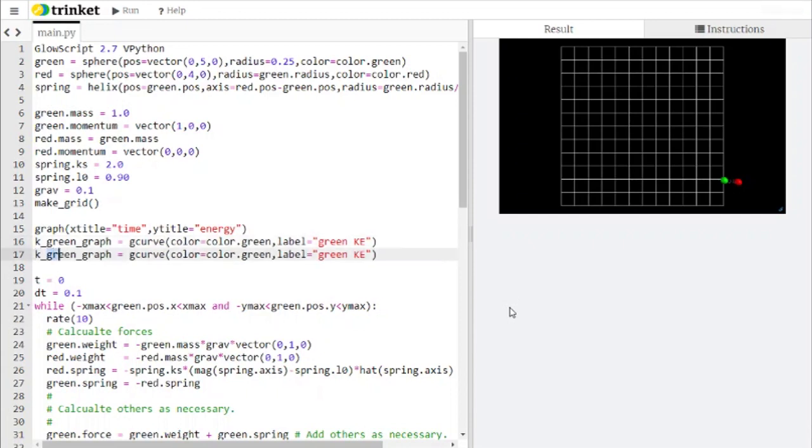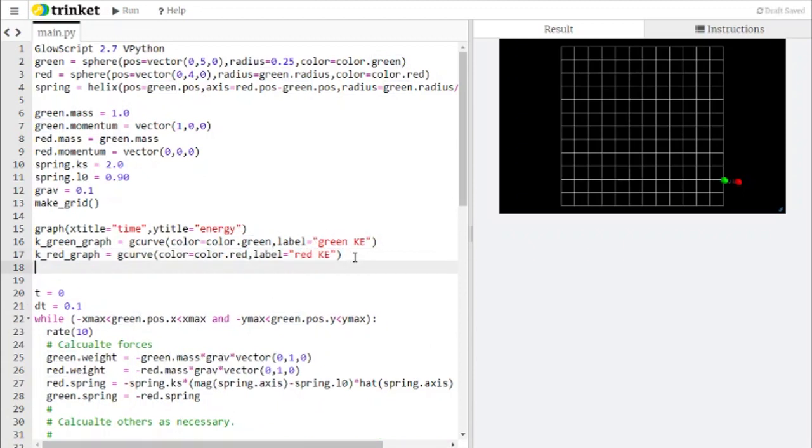Copy and paste. Have this one be the red. Make this green into a red. Make this green into a red. Awesome. So those are the two kinetic energies we'll be working with.